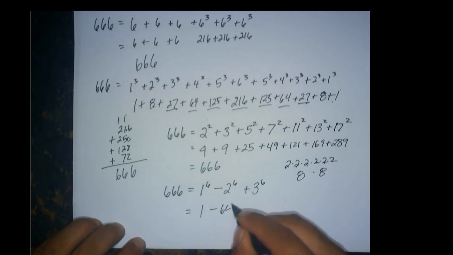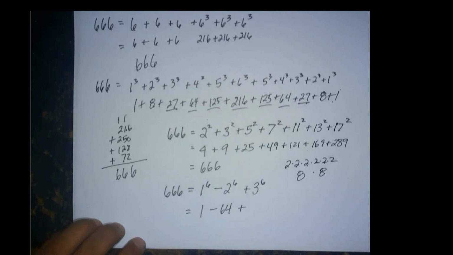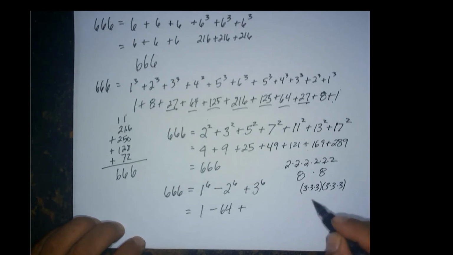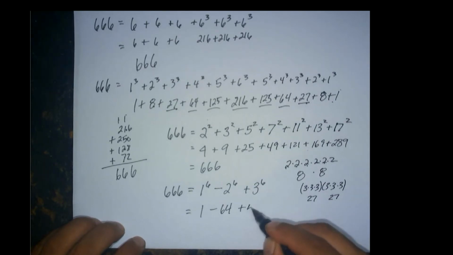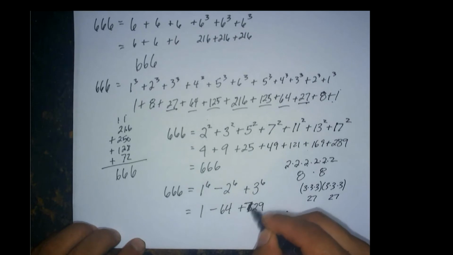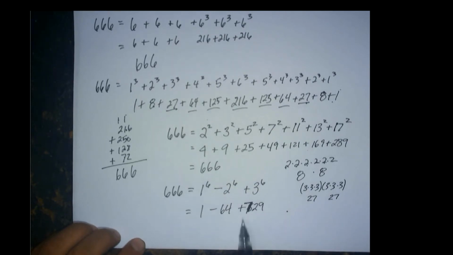Plus 3 to the 6th, which is 27 squared, I think. Yeah, it is. 3 times 3 times 3, that's 27. And 3 times 3 times 3, that's 27. And 27 times 27 is 529. No, it's not. It's 729. My bad. So if you take one more, you get 730, right? Minus 64 is 666.